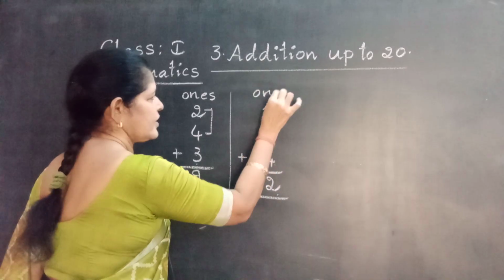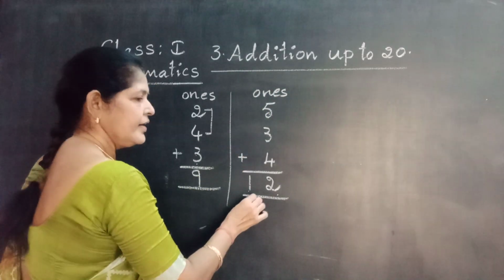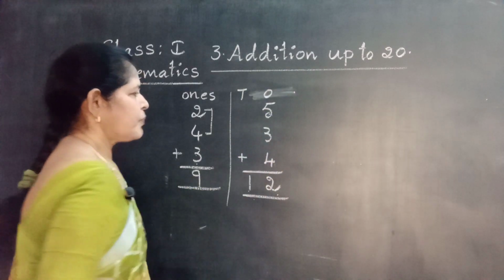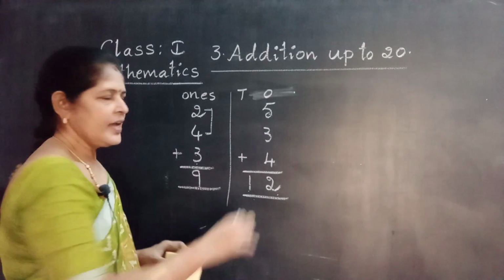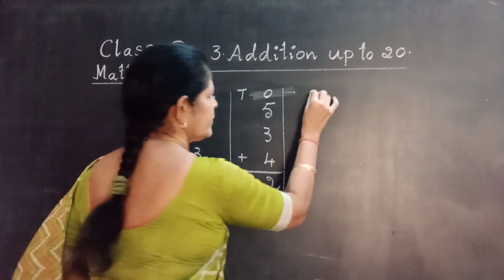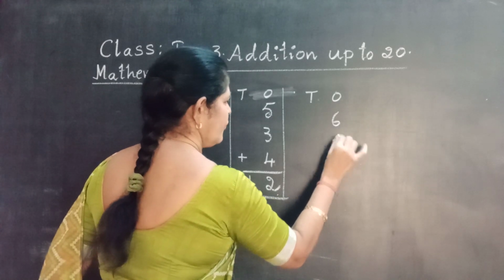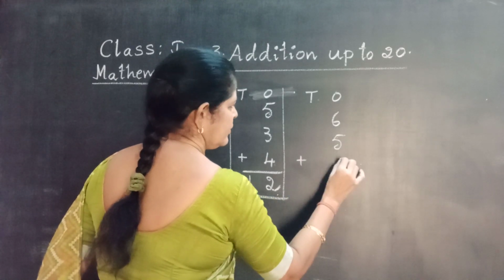Adding 3 one-digit numbers, all are ones. Here we get a 2-digit number. Then put the places like this: tens place, ones place. Can I show another example?